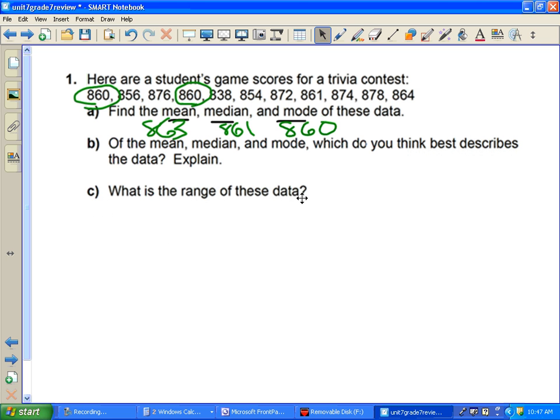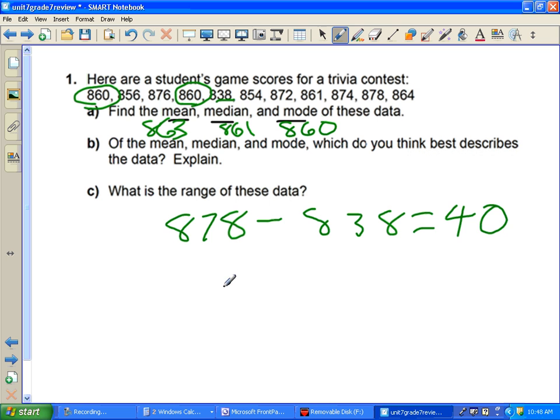In the C part, it says, what is the range of these data? Well, when you take the highest number, which appears to be 878, we'll take 878 and subtract the lowest one, which is, I believe, 838. Subtract 838, and the answer is 40. So the range is 40 in this case. So either one of these are good examples of measuring the average or the best of describing the middle of the data.